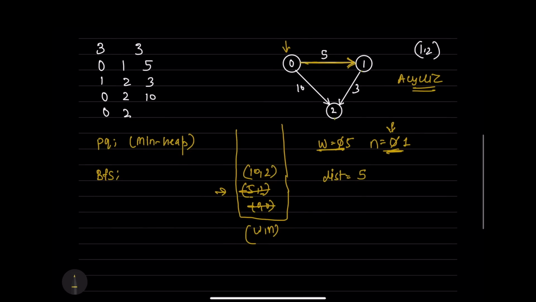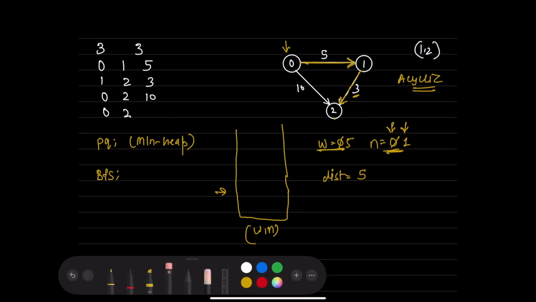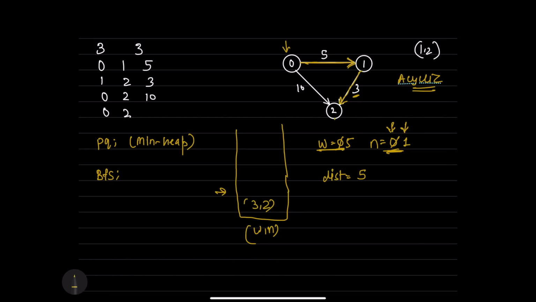Now, as I told, I am on the 1. It will check whatever edges you have, if you are connecting to another node, please let us know about all of the edges. It will say I have only one node and it has a weight of 3, and from node 1 it is going to 2. So it will write it as 3,2. Now as this is a min heap, it will reconstruct everything, and your min heap in the last iteration will look like 3,2 and 10,2.